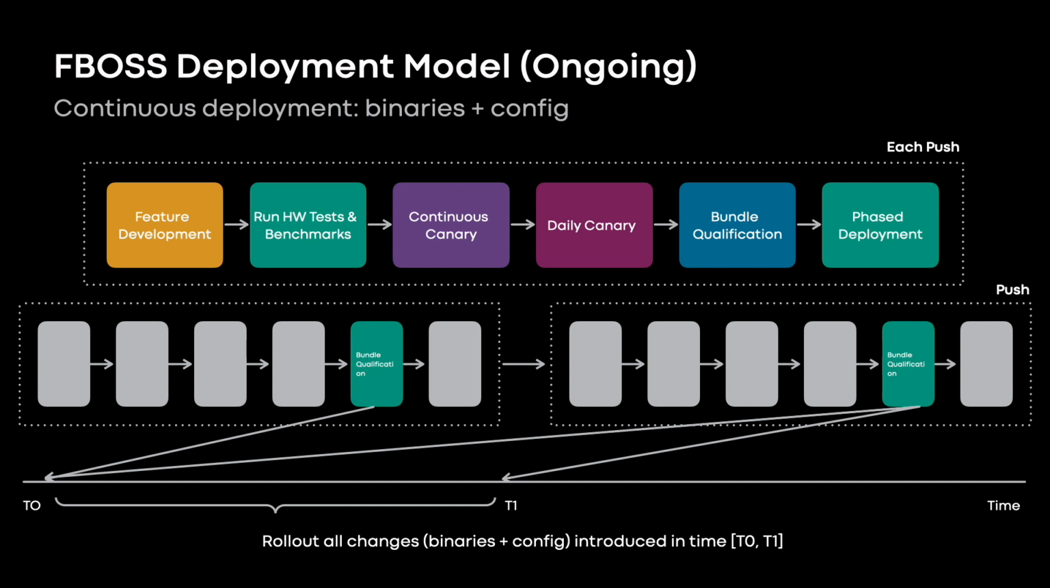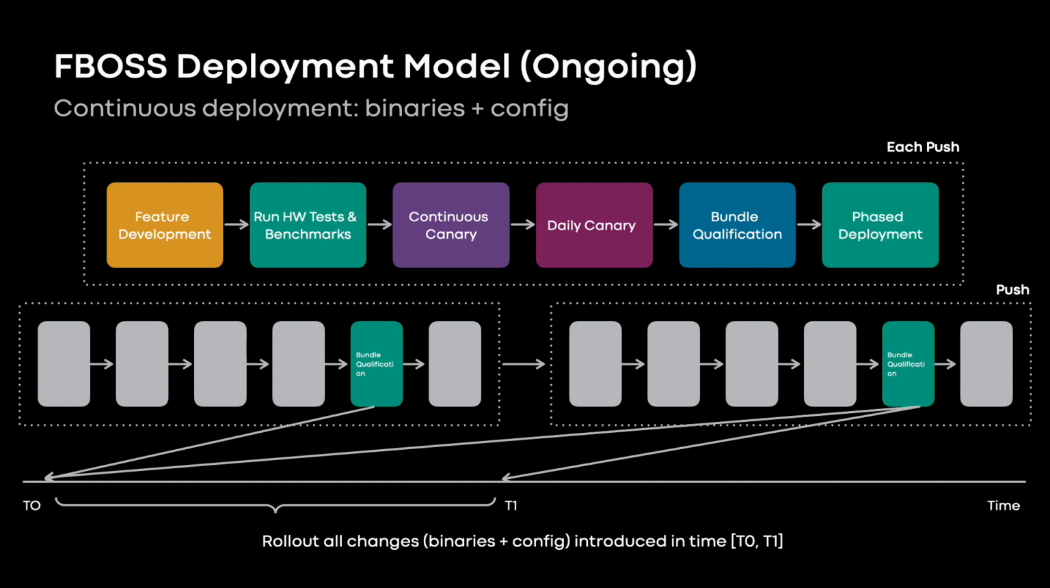And this deployment happens very frequently, like several times a day, but at a very small scale. This is what we call continuous canary. If the continuous canary signals look green, if everything looks great, then it goes to the next stage, which is daily canary. Daily canary is again a small set of devices, but bigger than continuous canary, and it picks up changes once a day and deploys it into production.